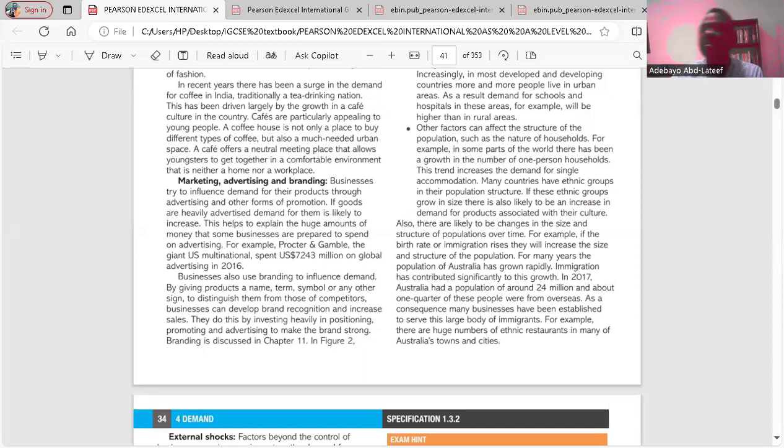Clear? Promotion. If promotion is successful, that means prices are falling, and we know consumers are conscious about price. So if prices are falling through discounts, the demand for such goods will increase, shifting the demand curve rightward. Is it clear?